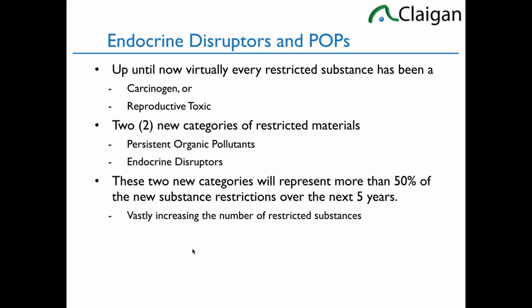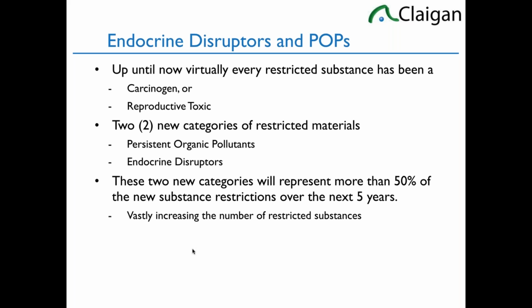So when you're looking at lead or phthalates, deca-BDE, you're looking at a lot of these substances restricted, mercury, cadmium, they're carcinogens and reproductive toxins. What we've seen in many cases is just further regulation of phthalates, further regulation of lead, further regulation of mercury.